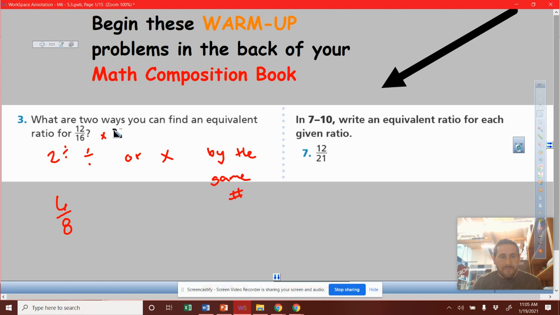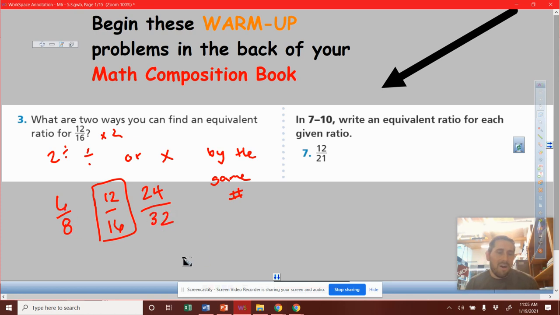If I do the same thing and multiply, well, we're dealing with 12 over 16, right? Multiply that by 2, we get 24. Multiply 16 by 2, we get 32. So these 3 ratios you see are all the same. What we can do is create equivalent or equal ratios by dividing or multiplying by the same thing.